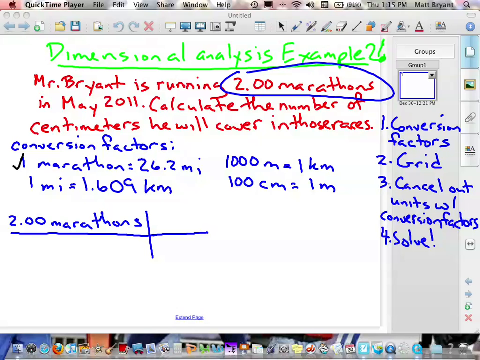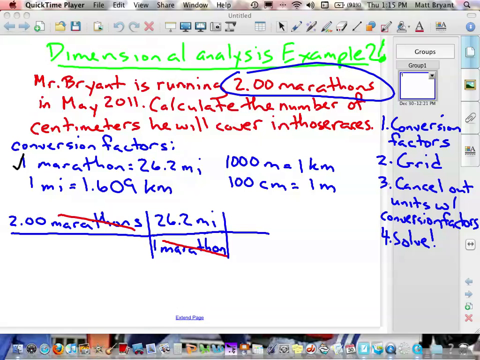If we do that, we know we have to put one marathon on the bottom, because the whole goal is to cancel out units. On the top, we put the other part of that conversion factor, and we know that a marathon is equal to 26.2 miles. That way, as you can see here, we cancel out marathons. And now, we're left with our units in miles. Unfortunately, we still have a ways to go because the question asks us about miles. Or rather, it asks us about centimeters. So we still have a few steps to take.